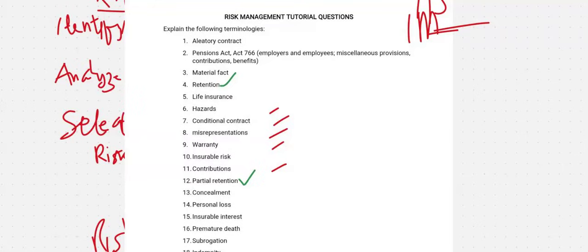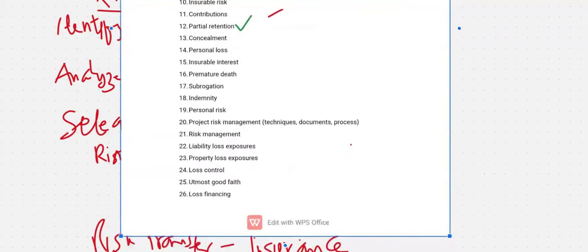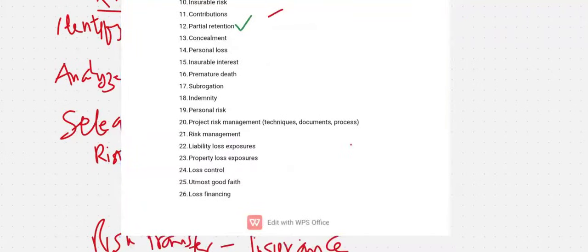Let's see what we have next. We have also done with risk management. We are still on risk management, but we are done with it. We are going to solve the past question. We are done with liability loss exposures and property loss exposures. We are done with loss control, which is the risk control, that I just did. And we are done with loss financing, which is the same as risk financing, on insurance and retention.